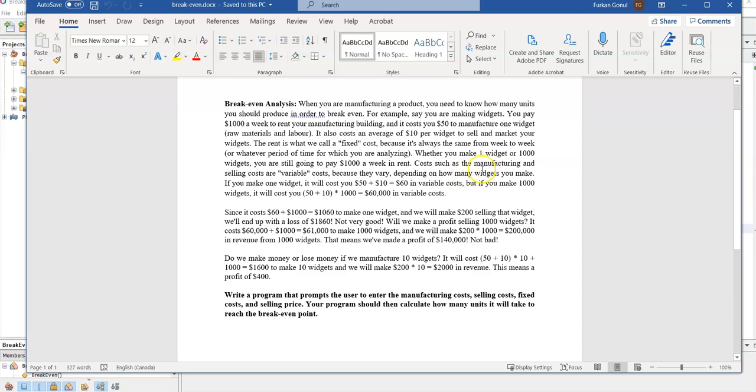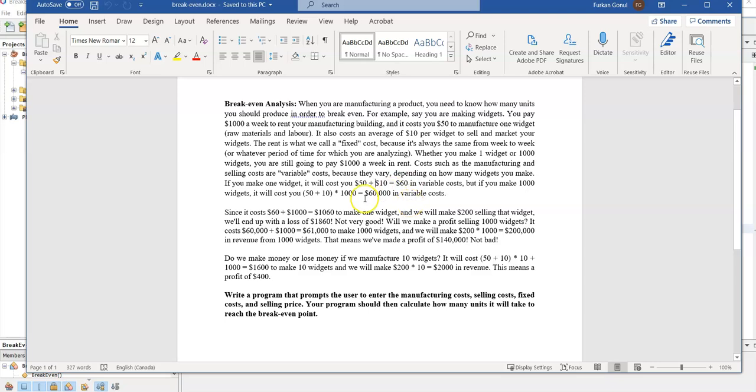Costs such as manufacturing and selling costs are variable costs because they vary depending on how many widgets you make. If you make one widget, it will cost you 50 plus 10, $60 in variable costs. But if you make 1,000 widgets, it will cost you 50 plus 10 multiplied by 1,000, equals $60,000 in variable costs.